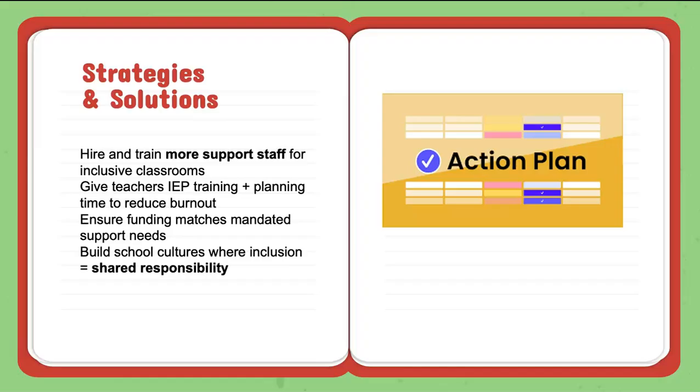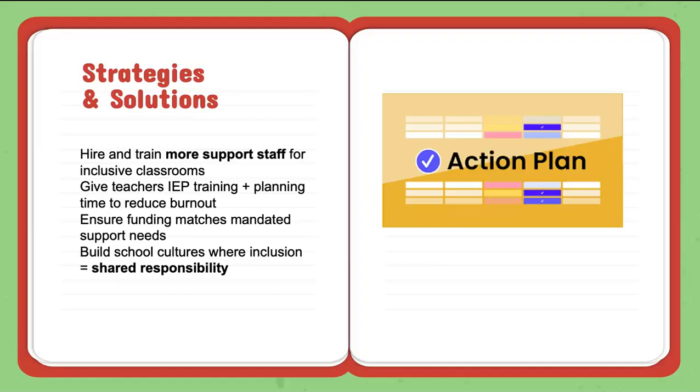Some strategies and solutions that I asked him about: when I asked what would make inclusion work better, he didn't say better students, he said better systems. He said schools need more trained staff, more time for teachers to plan and collaborate, more administrative support, and more funding for behavior and instructional tools.